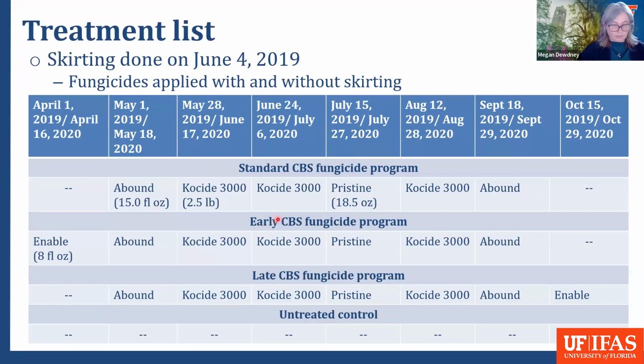When we had an early fungicide program, we added Enable at the beginning of the year in April, and then had the same program. For our late fungicide program, again the main treatments were the same, but we added Enable at 8 fluid ounces again at the end of the year. And in our untreated control, we did not use a fungicide at all.